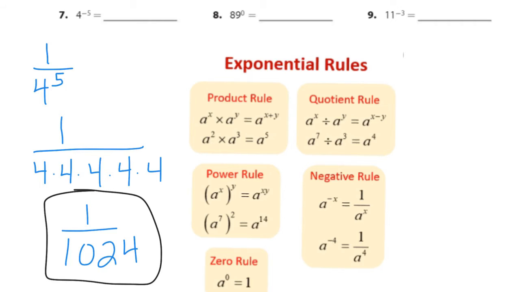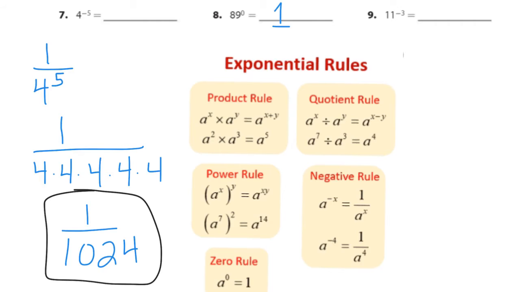Okay, real simple problem with number 8. There's that 0. You're going to love the zeros. No matter what your base is, you're always going to have the base to the 0, which is automatically a 1. So the answer to this is 1.